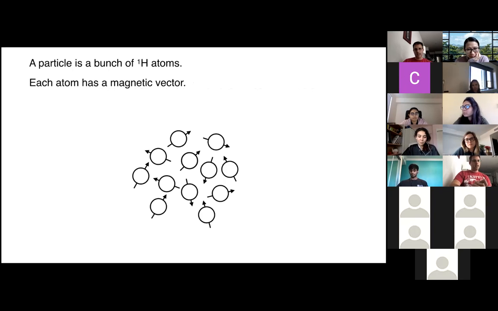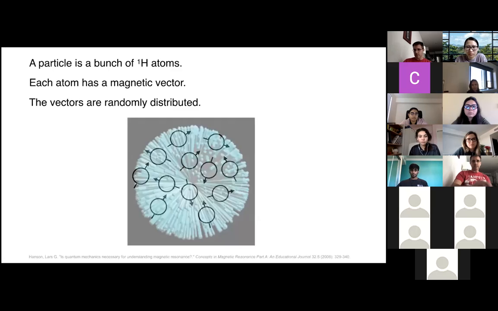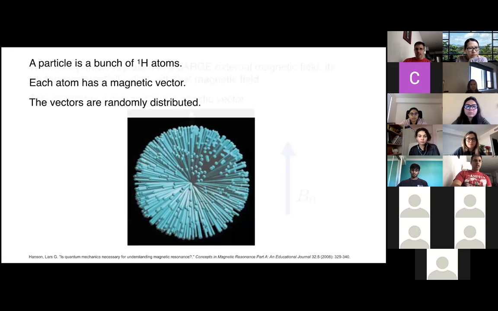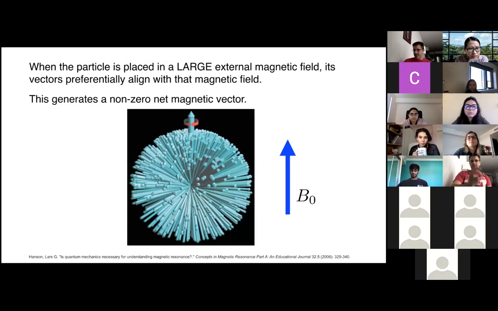And typically, the magnetic vectors are oriented randomly, like this. However, if you place this particle in a very large external magnetic field, then you get some preferential alignment with that external magnetic field. And that gives you a net magnetic vector in the direction of the external magnetic field. And this is what we measure. This is the signal that we typically get with MRI.